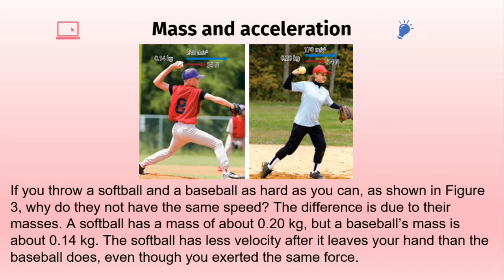Mass and acceleration. If you throw a softball and a baseball as hard as you can, as shown in Figure 3, why do they not have the same speed? The difference is due to their masses. A softball has a mass of about 0.20 kilograms, but a baseball's mass is about 0.14 kilograms. The softball has less velocity after it leaves your hand than the baseball does, even though you exerted the same force.